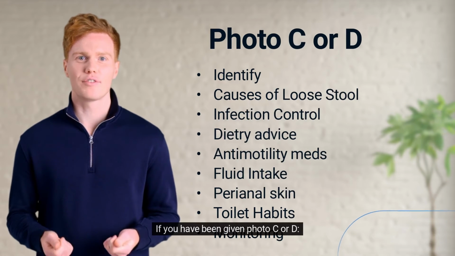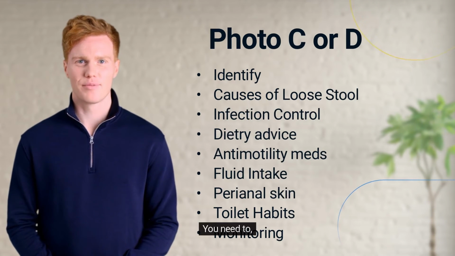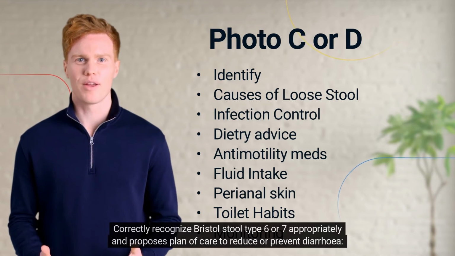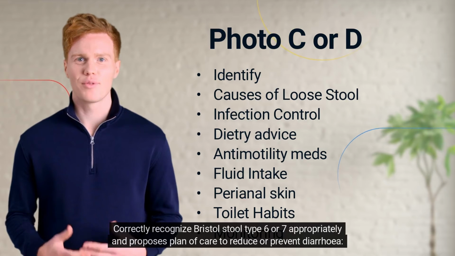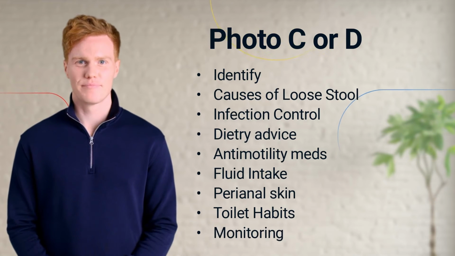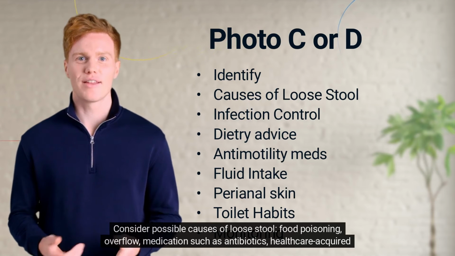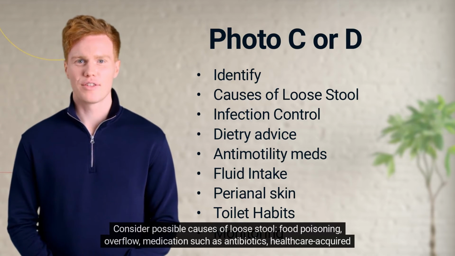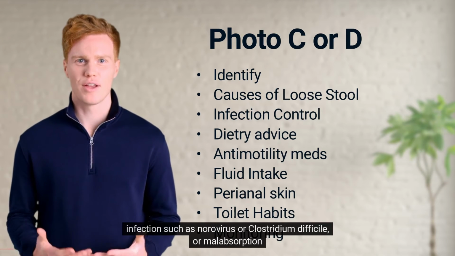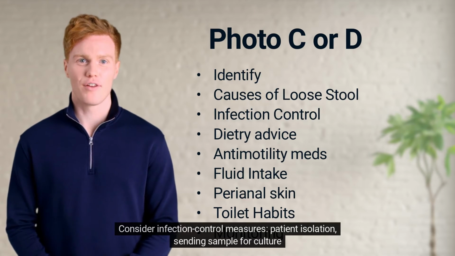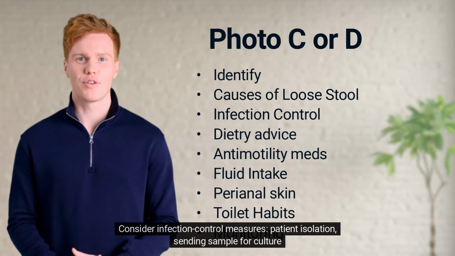If you have been given photo C or D, you need to correctly recognize Bristol stool type 6 or 7 and propose a plan of care to reduce or prevent diarrhea. Consider possible causes of loose stool: food poisoning, overflow, medications such as antibiotics, healthcare-acquired infections such as norovirus or Clostridium difficile, or malabsorption. Consider infection control measures, patient isolation, sending a sample for culture.